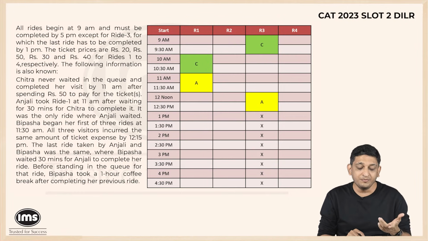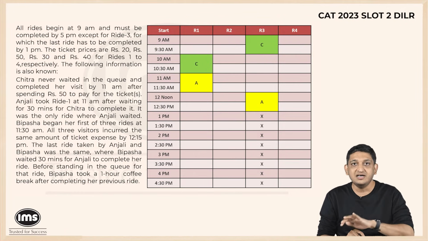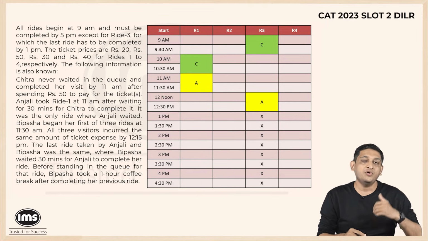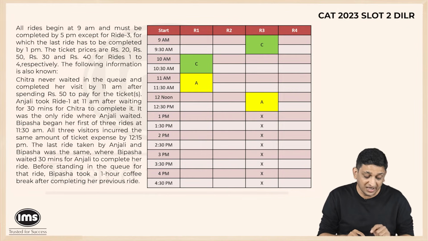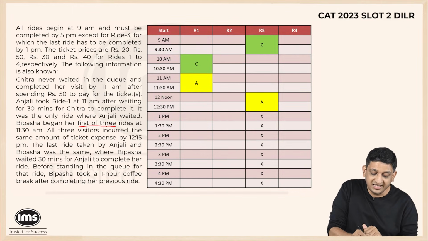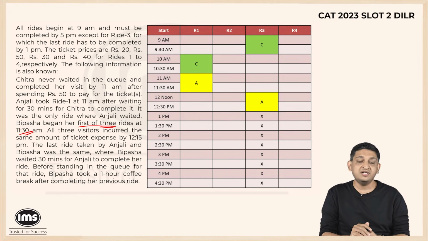Chitra has spent 50 rupees in this manner: 9 to 10, ride 3, 10 to 11, ride 1. So this is what these people have done. We also know that Bipasha spent 50 rupees before 12:15. We also know that Bipasha began her first of 3 rides. So Bipasha took 3 rides. The first of these 3 rides began at 11:30 am.